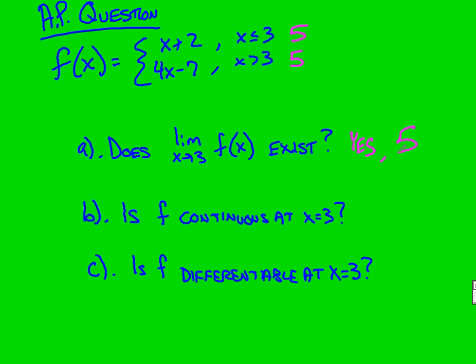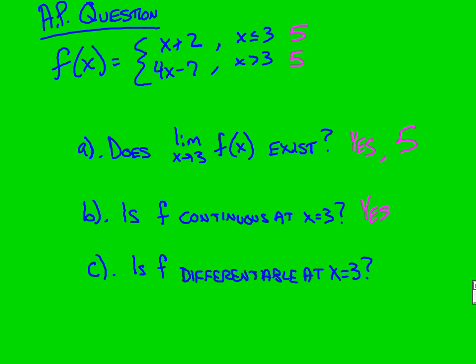Is it continuous? Well, the limit is 5 from both directions, but we need to check, at x equals 3, what is the function? Well, right here, it is 5. So yes, it is continuous as well. We have the bridge, and we're approaching the bridge from both sides. And the last part, is it differentiable?